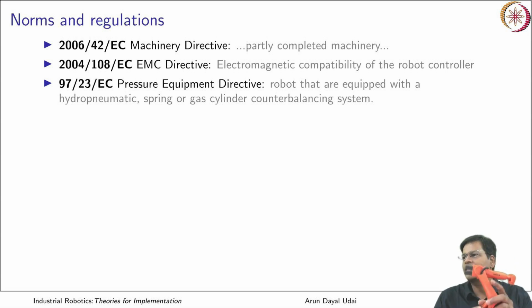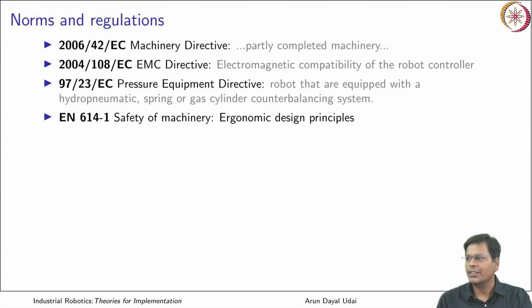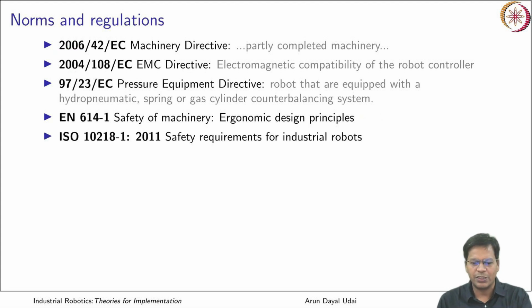So in order to design this, in order to maintain this part, you have to dismantle this. You should be familiar with the pressure equipment directive, that is the EC 2397 guidelines. So 97 here means it was established in the year 1997. Okay, same here in 2004 and 2006. And then you have EN 614-1, safety of machinery, ergonomic design principles. So here everything related to ergonomic aspects of the robot is designed. So that is for the sake of safety of this machinery, that is the robot which is here.